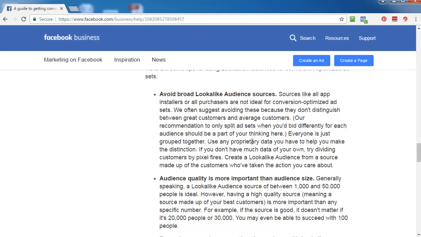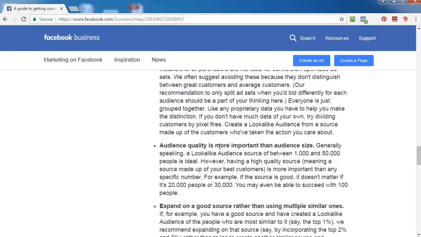Use any proprietary data, and you have to help make the distinction. Right? Audience quality is more important than audience size. So what they're saying is the number of people that your lookalike is based on matters. So they're saying between 1,000 and 50,000.